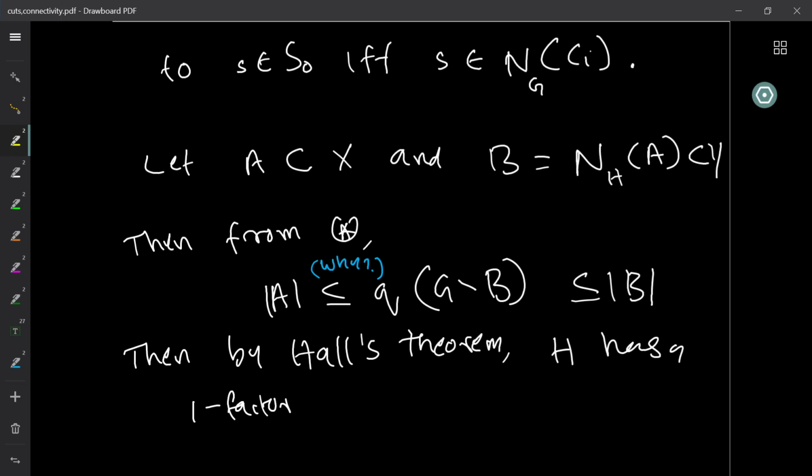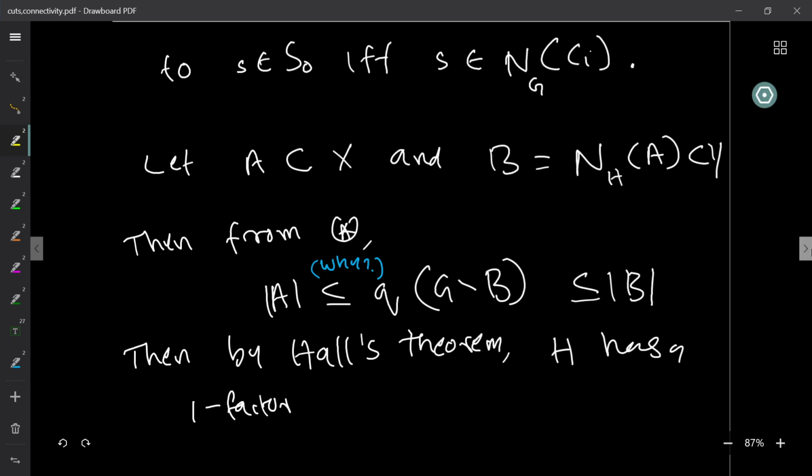And then the second inequality is immediate because the property that q of G minus B is less than or equal to the cardinality of B holds for every B. And therefore, by Hall's theorem, H has a one factor because again, this property is true. It will saturate all the vertices in A, and one can show that the number of vertices here and there are the same because S0 and the number of odd components are the same for our choice of S0. So any matching which saturates A will also saturate B. And that's it. So we have shown that we have a perfect matching for this.